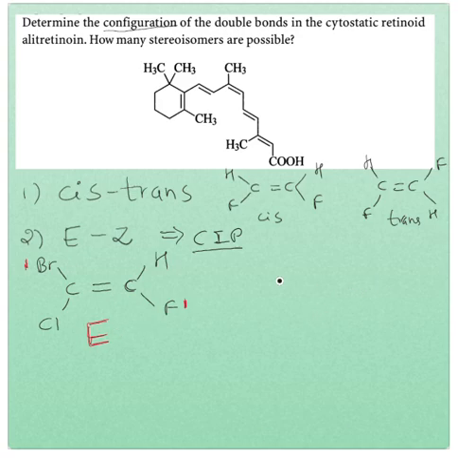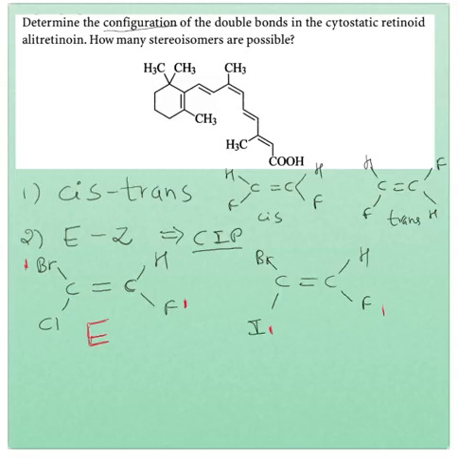Now let's take one more example. I have hydrogen and fluorine here, and here I have bromine and iodine. Iodine mass is greater than that of bromine, and fluorine mass is greater than that of hydrogen. So where are the priority groups? They are on the same side. If they are on the same side, remember it's Z. Z refers to zusammen. That's German for together. They are on the same side, right? Zusammen. So this is how you give priority for E and Z.